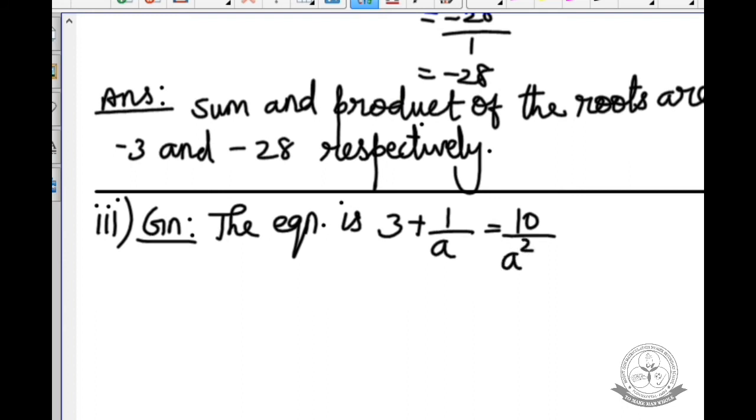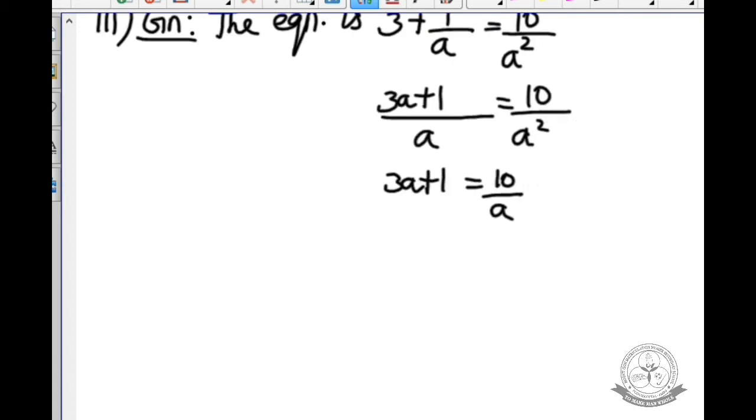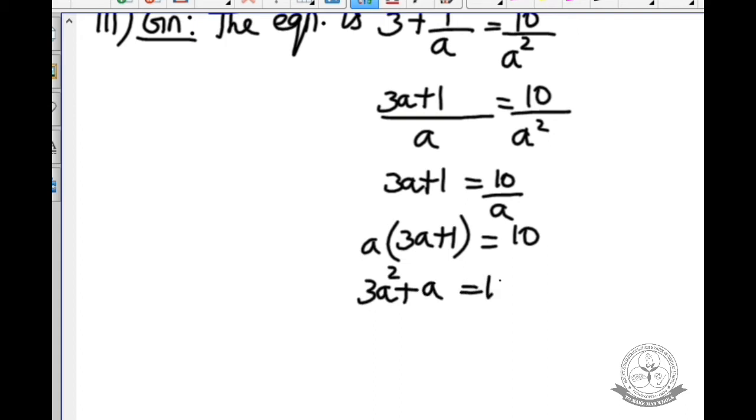So we take the left hand side, we take a as LCM. So 3a plus 1 over a equal to 10 by a square. In the denominator we can cancel one a. So 3a plus 1 equal to 10 by a. Now cross multiply by a. A into 3a plus 1 equal to 10. Bring a inside: 3a squared plus a equal to 10. Bring the constant term to the left hand side: 3a squared plus a minus 10 equal to 0. So it is our given equation.